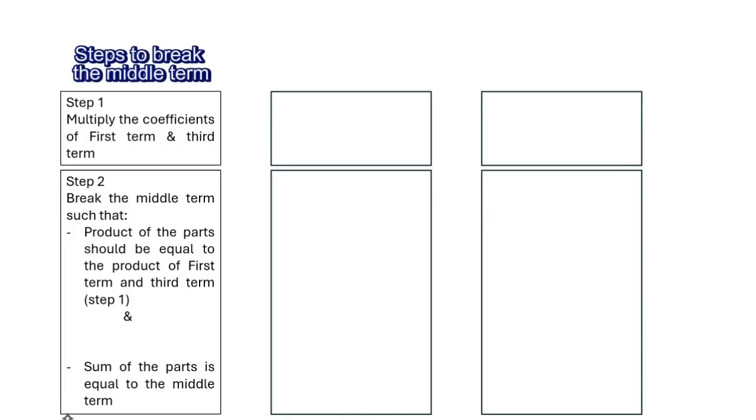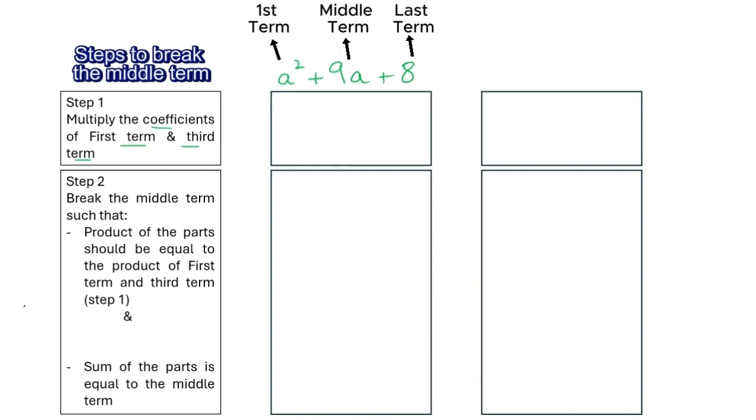In step 1, in order to break the middle term, our first step should always be that we find out the product of coefficients of first term and the last term. So I have done it, and that comes out to be 1 multiplied by 8 is equal to 8.